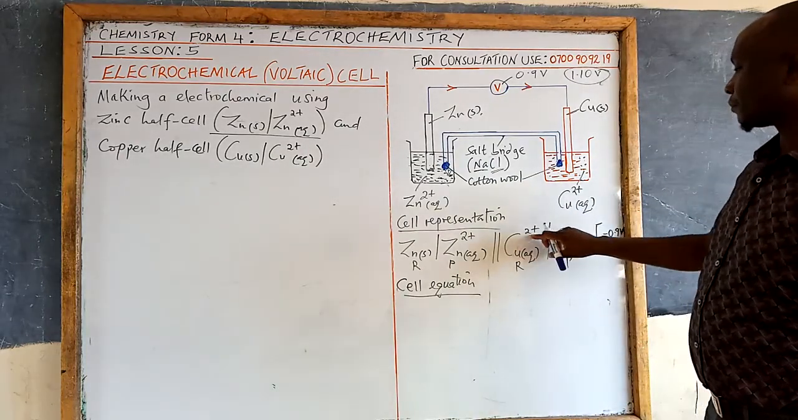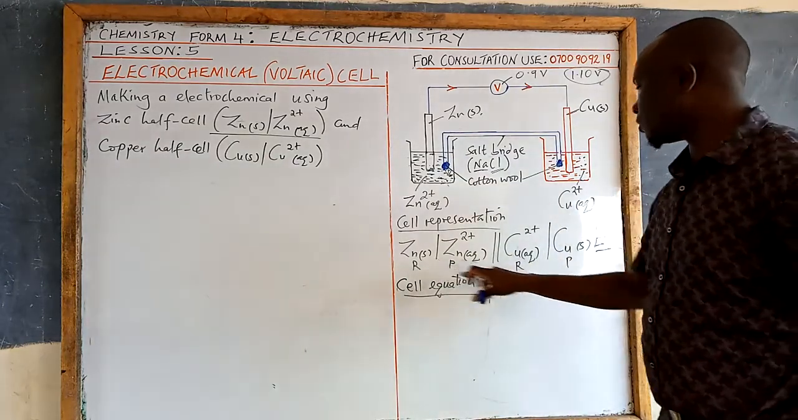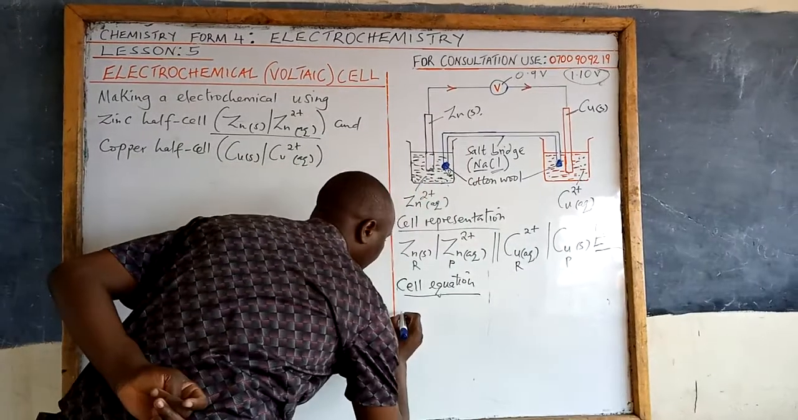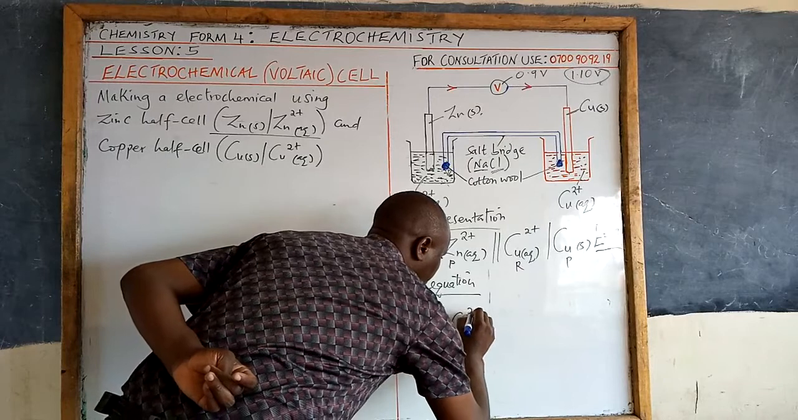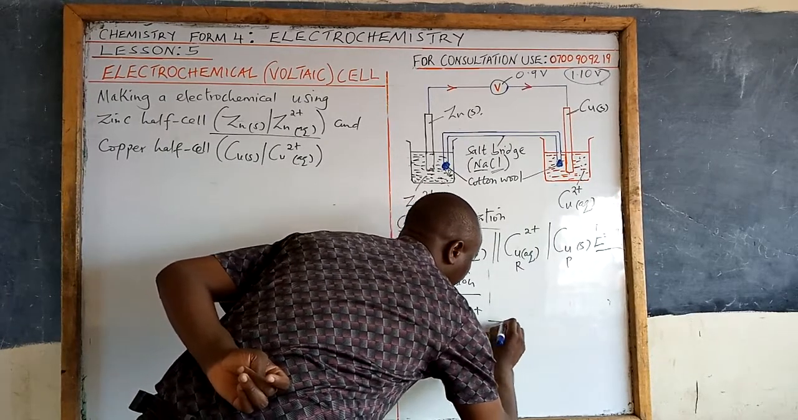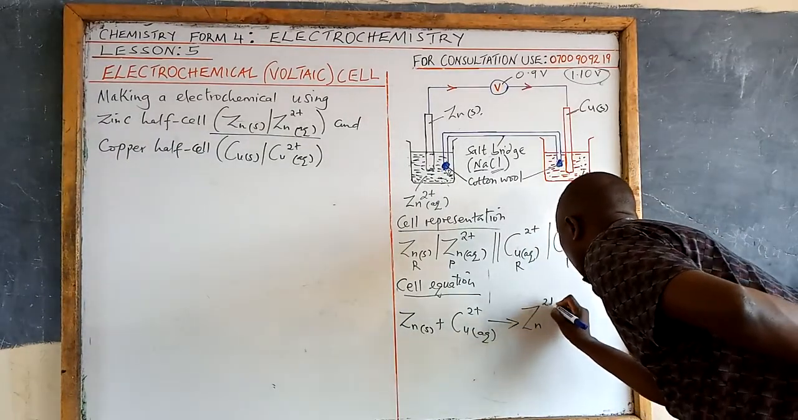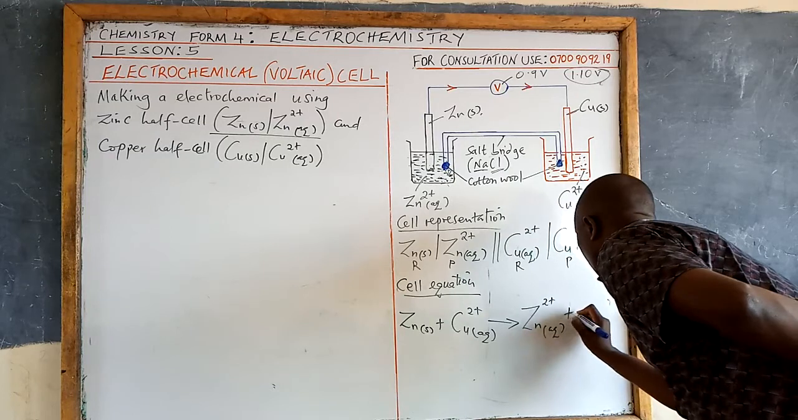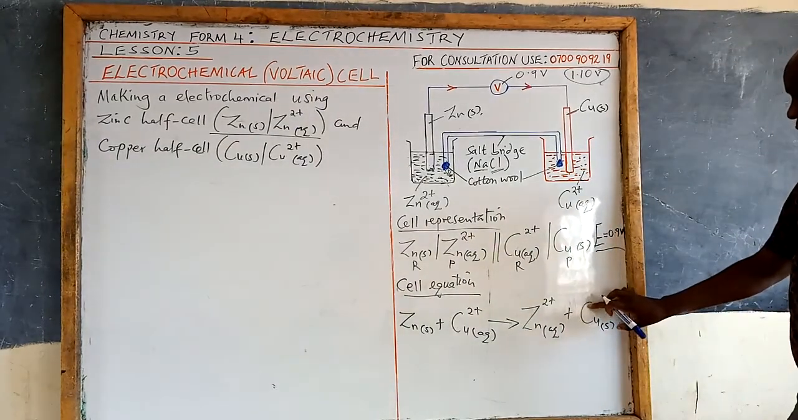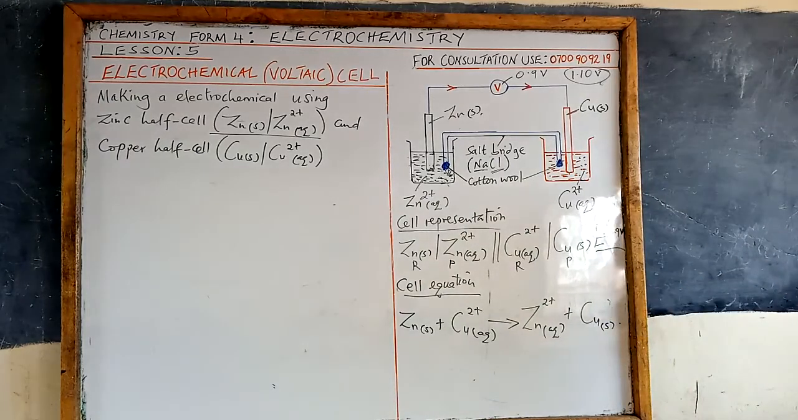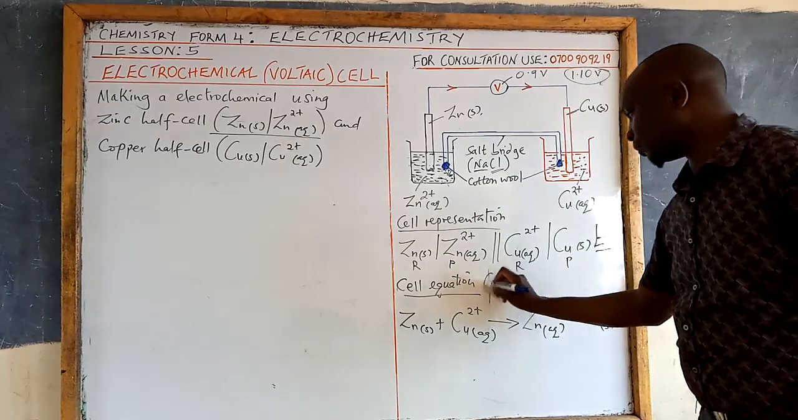Then copper ions will come out of the solution, forming this. So the reactants on the left hand side will be zinc solid plus copper 2 plus ions, aqueous, then the products are zinc ions and copper solid. So this will be the overall cell equation.